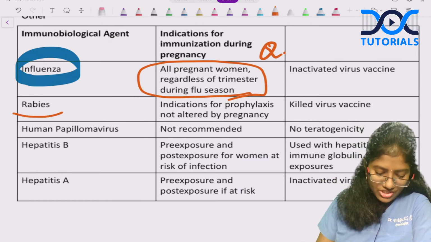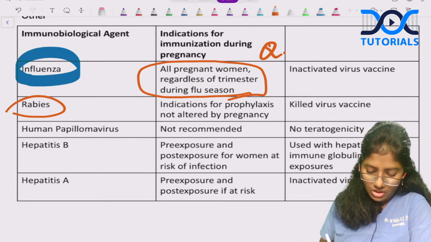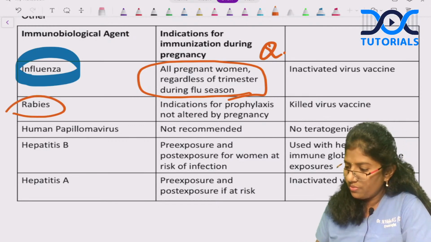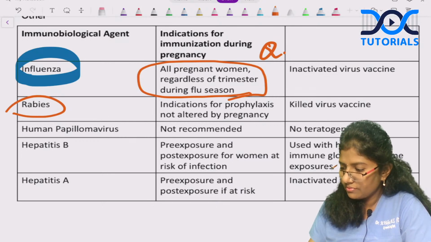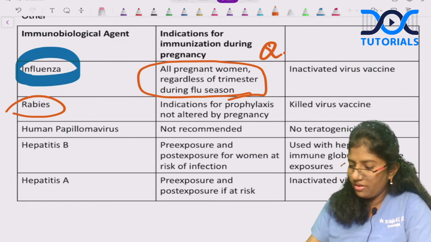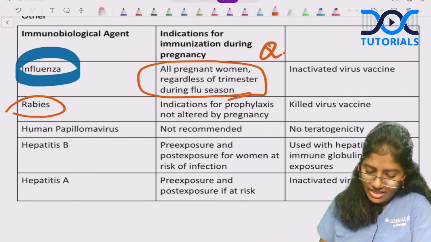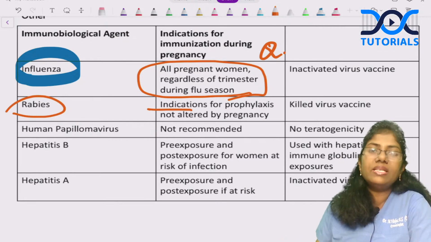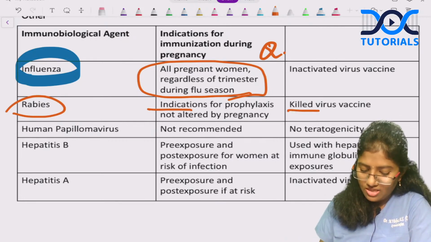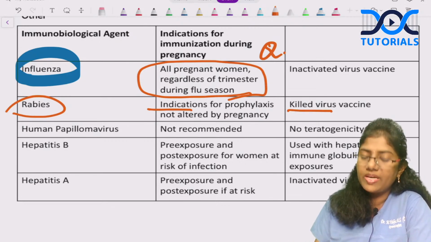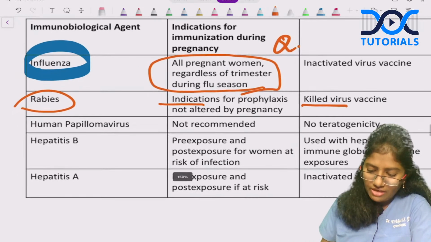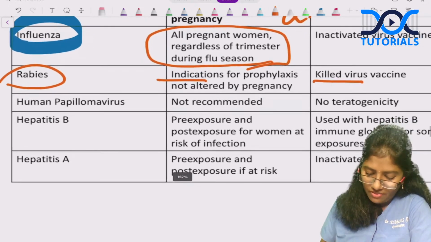Now coming to the question that we had first, we had a question on rabies vaccine, right? So rabies vaccine, yes, can be given. Again it can be given because it is not a live vaccine, it is a killed virus vaccine. Rabies vaccine is a killed virus vaccine and it can be given.